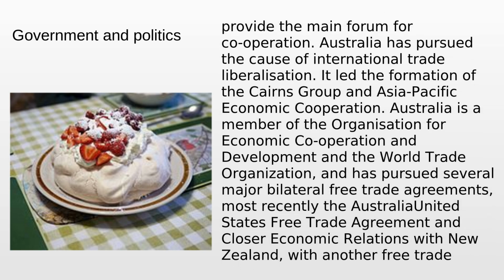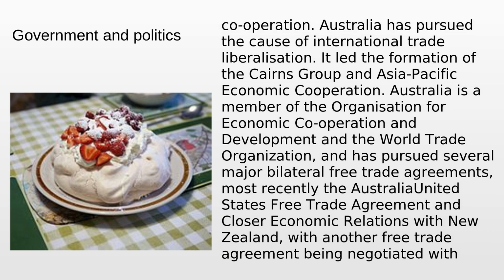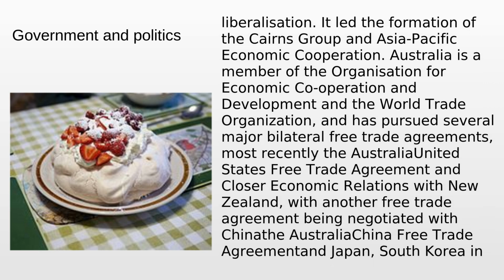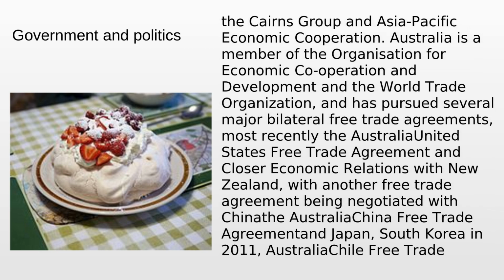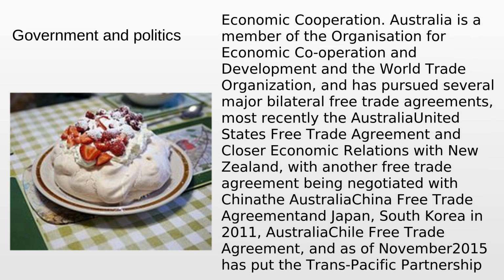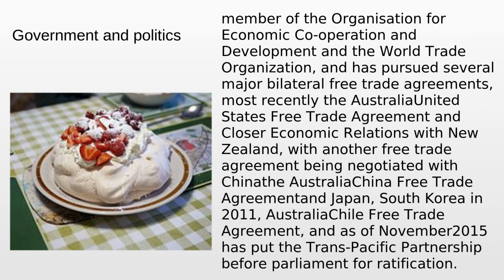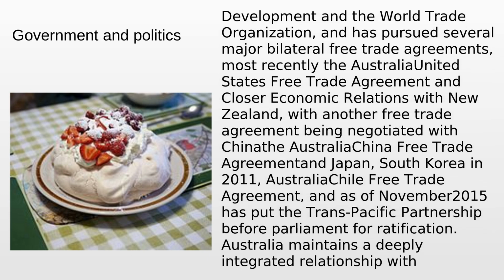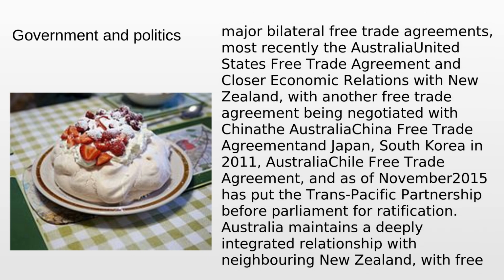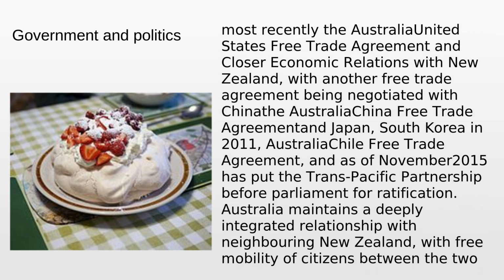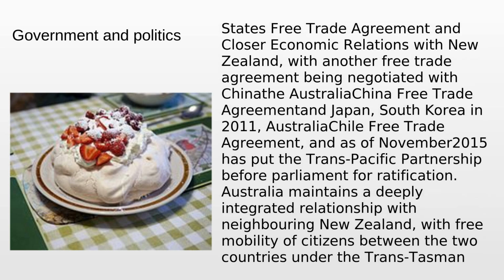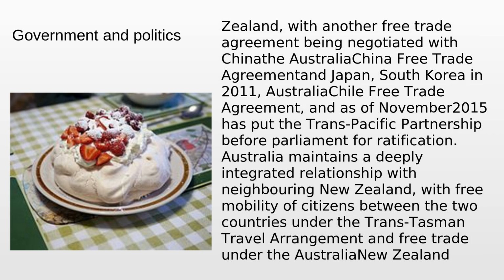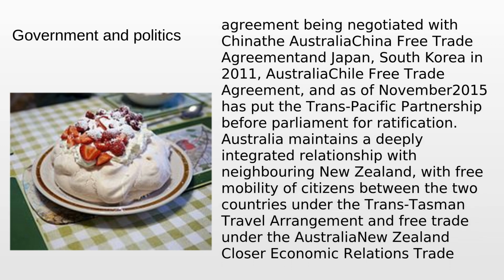Australia is a member of the Organisation for Economic Cooperation and Development and the World Trade Organization, and has pursued several major bilateral free trade agreements. Most recently the Australia-United States Free Trade Agreement and closer economic relations with New Zealand, with another free trade agreement being negotiated with China, the Australia-China Free Trade Agreement, and Japan, South Korea in 2011, Australia-Chile Free Trade Agreement, and as of November 2015 has put the Trans-Pacific Partnership before Parliament for ratification.